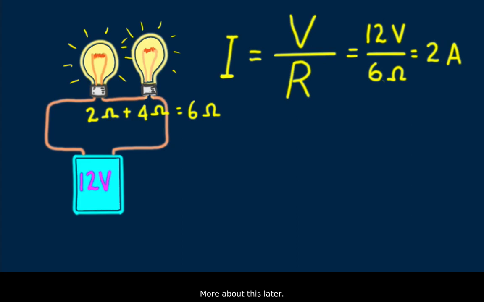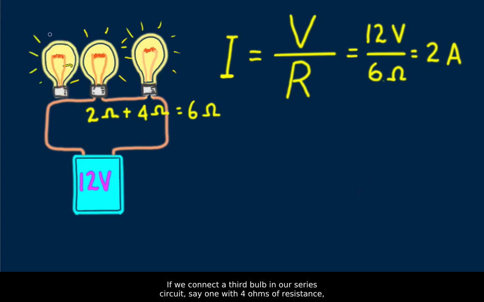More about this later. I want to leave you with a question. If we connect a third bulb in our series circuit, say one with 4 ohms of resistance, how will this affect the current supplied by the battery?